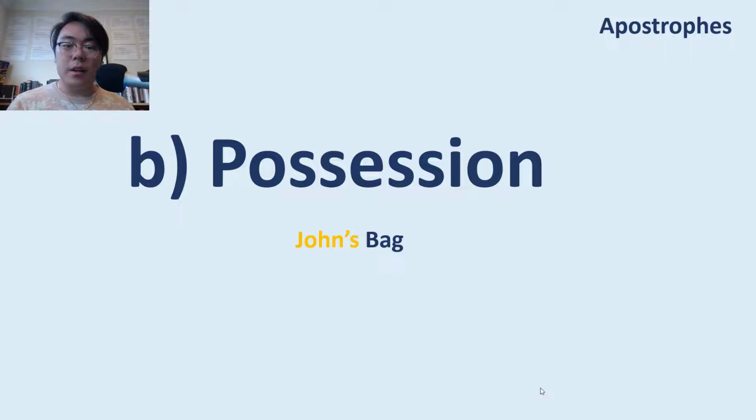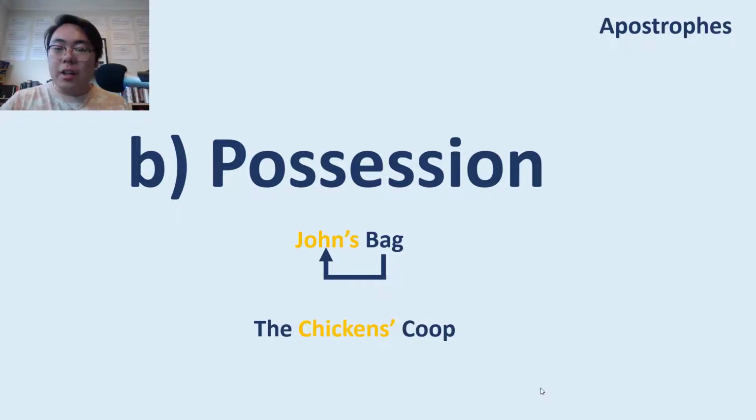So you take the term John's bag. Here, the bag belongs to John, so we put the apostrophe there with the S to indicate possession. You say the chickens' coop. Now this is a bit of a different one. The coop belongs to the chickens, but chickens is plural, there's more than one. So we actually put the apostrophe after the S if you're talking about a plural noun.